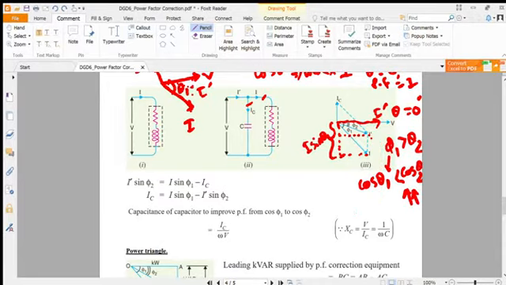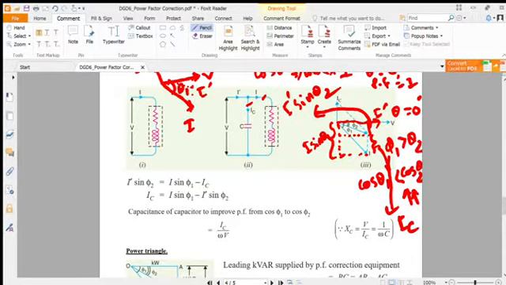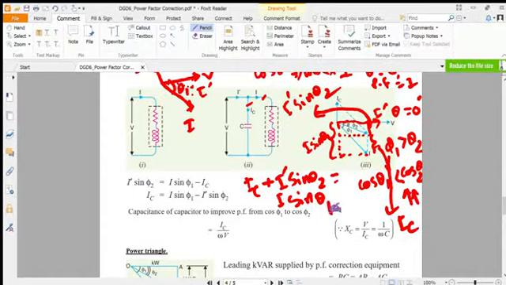This component would be I prime sine theta 2, and this one is improved due to IC. So what can I write? I can write this is IC plus this I prime sine theta 2 equals the whole one, equal to I sine theta 1. This is I sine theta 1.